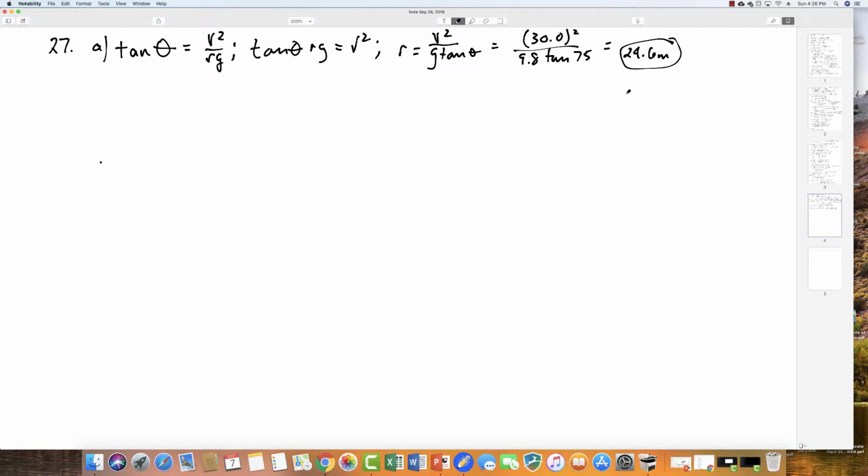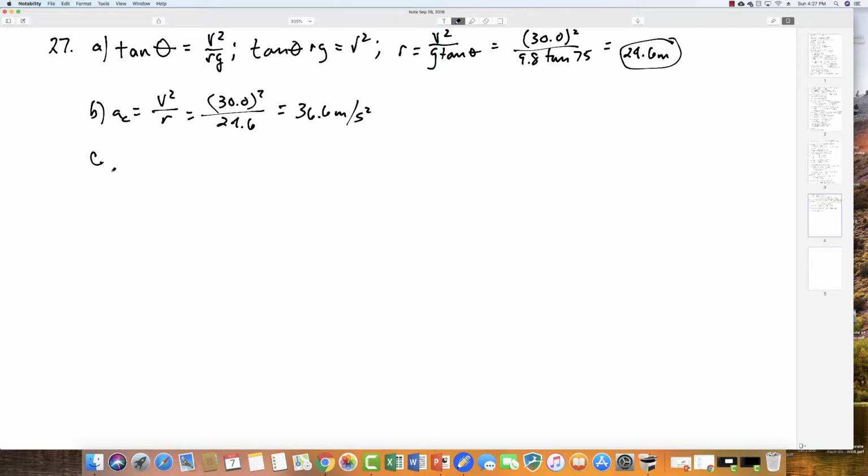The second question is calculate the centripetal acceleration. Well, the centripetal acceleration is equal to v squared over r, which is equal to 30.0 squared divided by 24.6. So that's 900 divided by 24.6, which equals 36.6 meters per second squared.